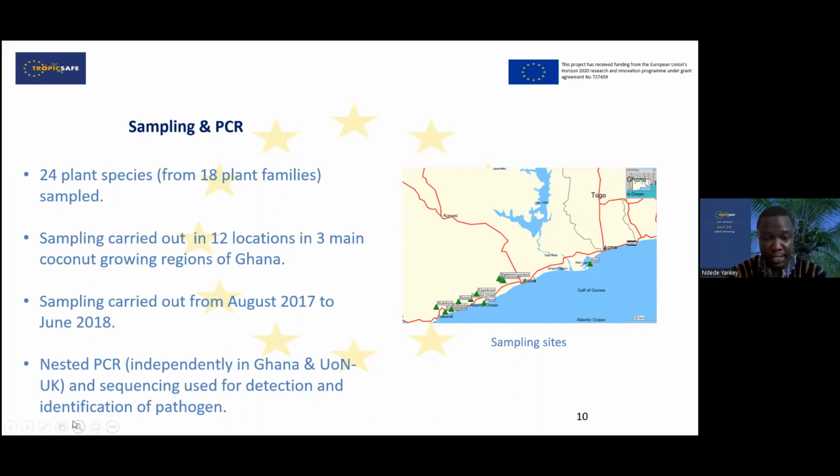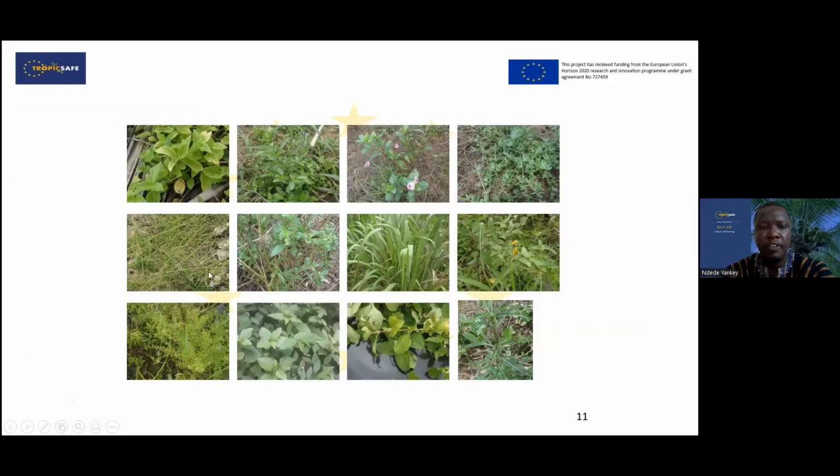And these samples have been analyzed using nested PCR and sequencing. What we have done is also to have shared the samples with our collaborators in the UK, so we have done independent analysis of the samples. So this is some of the plant species that have been sampled and tested for the ability to host the phytoplasma associated with the coconut disease in Ghana, a different array of plants.